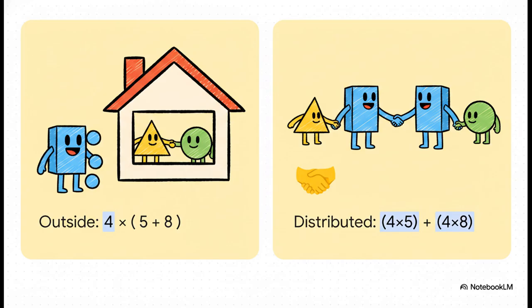So the 4 visits the 5 to make a group of 4 times 5. Then the 4 visits the 8 to make a group of 4 times 8. Add those two visits together, as shown on the right side of the screen, and you get the exact same answer as if you added the 5 and 8 first. It's an amazing trick to break down tough math problems into much smaller, easier pieces.